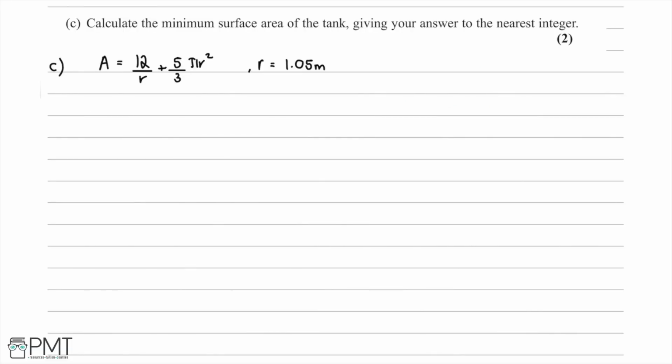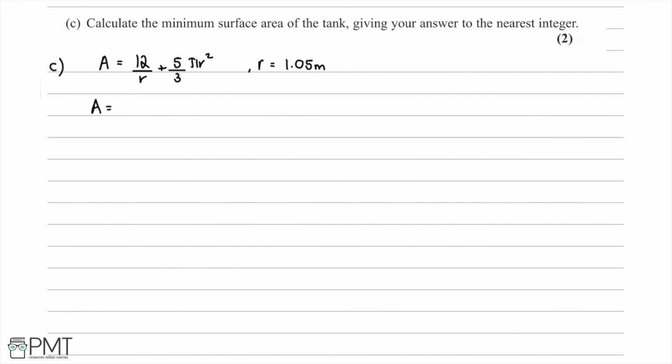So in this part of the question, we're asked to calculate the minimum surface area of the tank, and we're asked to give our answer to the nearest integer. So we now have our value of r, for which the surface area will be at a minimum, and we know the expression for the surface area, which is in terms of r. So what we do here is we take our value of r and we substitute it into our equation for the surface area.